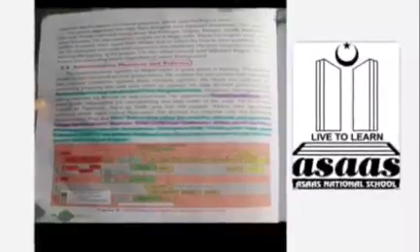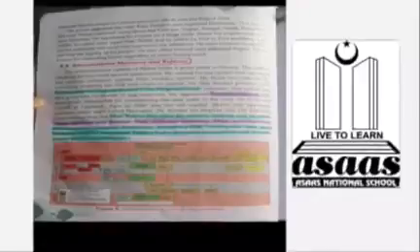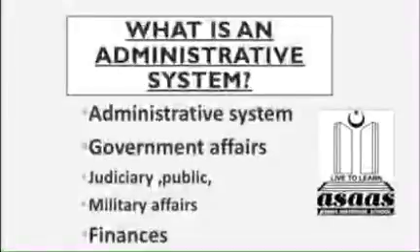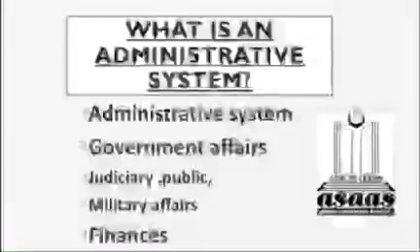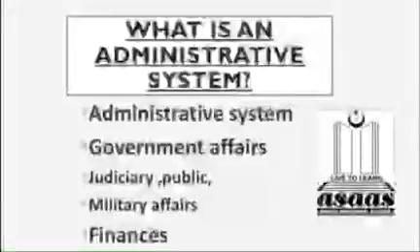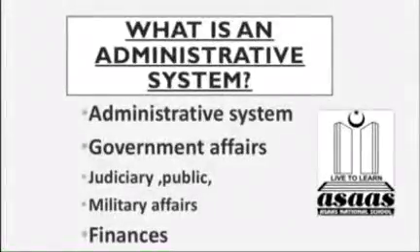So let's talk about the administrative system of Akbar. First, what is an administrative system? It means keeping the record of all the affairs, like government affairs, judiciary affairs, public affairs, and military affairs. It was also responsible for human resources, the recruitment of people in the state or in the army, or the removal of people from the army or from important matters. It also included financial affairs and all the important matters.